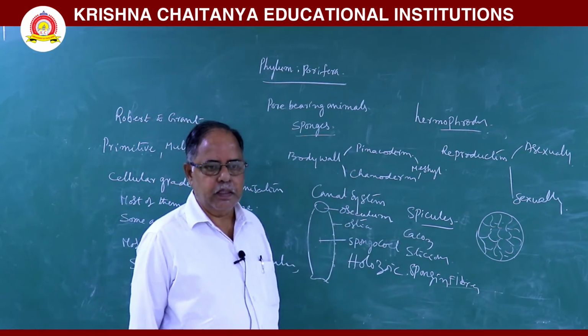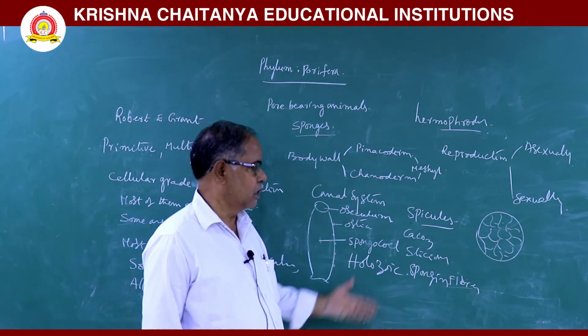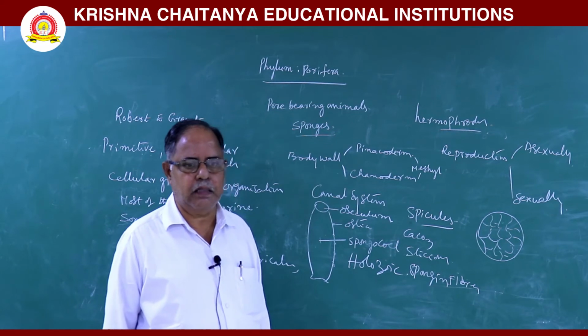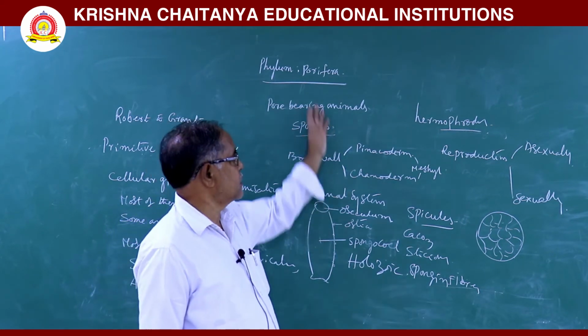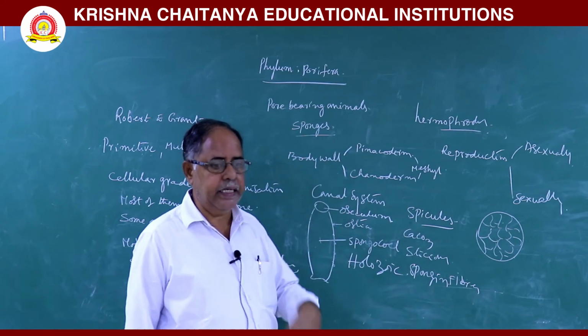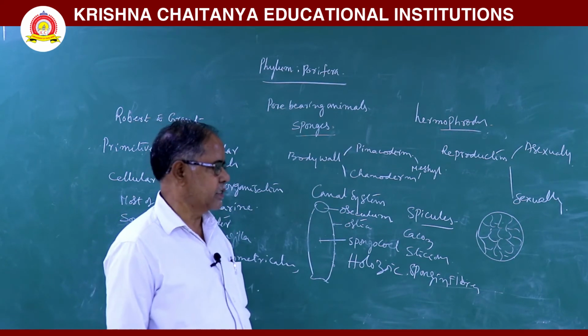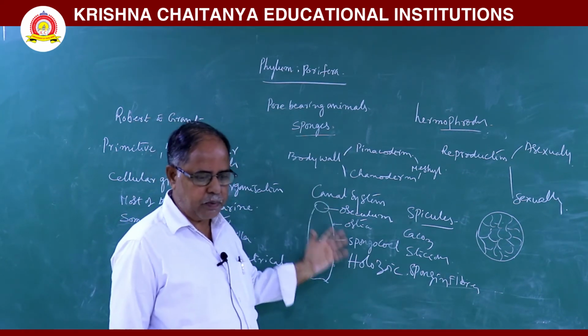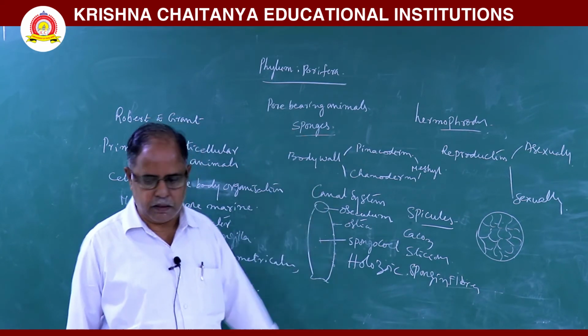Next, then, development is indirect development. During development, larval forms appear. They are parenchymula larva and amphiblastula larva, and these sponges show a high regeneration capacity. These are some important characters of phylum Porifera.